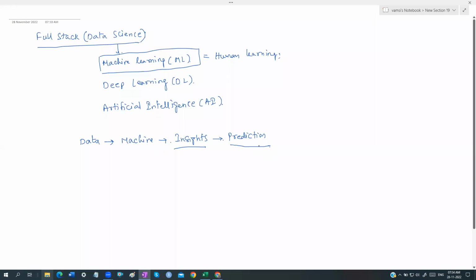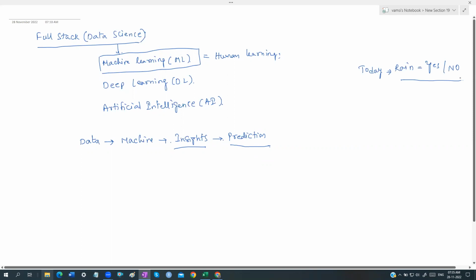Let me take a small, simple example. For example, if somebody asks any one of you whether it will rain today or not. I want to know whether today it will rain, rain equals yes, or rain equals no. That is what we want to find out.